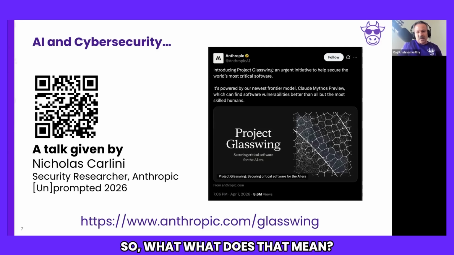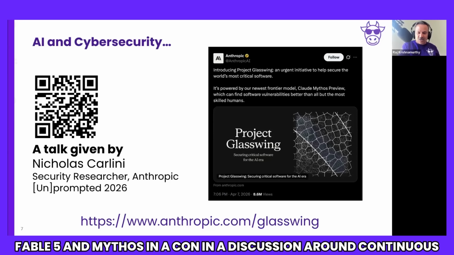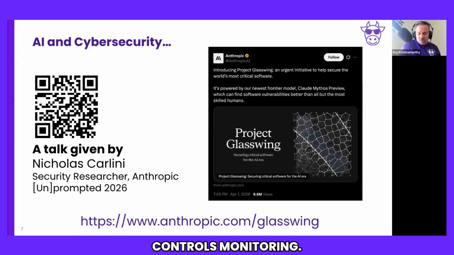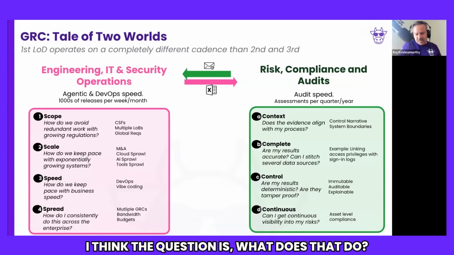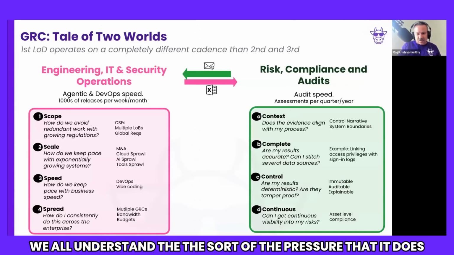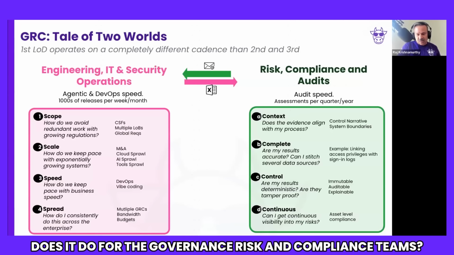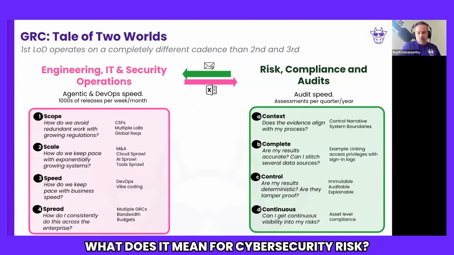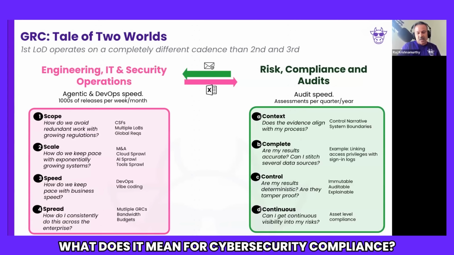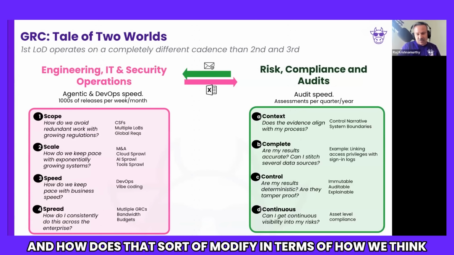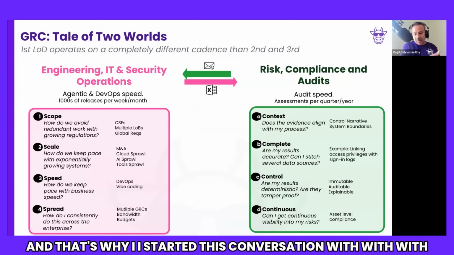So what does that mean? Why is this discussion of Fable 5 and Mythos in a discussion around continuous controls monitoring? I think the question is, what does that do? We all understand the pressure that it puts on the security teams, but on the other side, what does it do for the governance, risk, and compliance teams? What does it mean for cybersecurity risk? What does it mean for cybersecurity compliance? And how does that modify how we think about these things? That's why I started this conversation with Mythos.